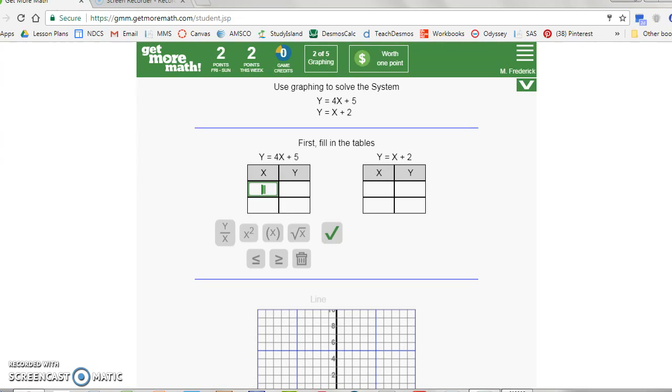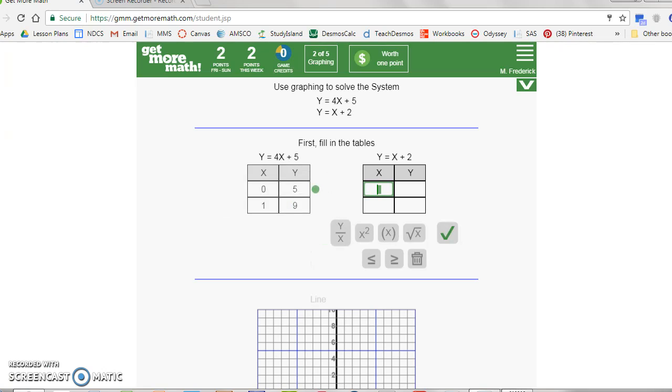In this example, we will look at y equals 4x plus 5 and y equals x plus 2. Both of these equations are in slope-intercept form. In that case, we should always choose x equals 0 to use that intercept, which here would be 5 for our first equation. We can then test a value such as 1. 4 times 1 is 4, plus 5 is 9. So we can check those points.